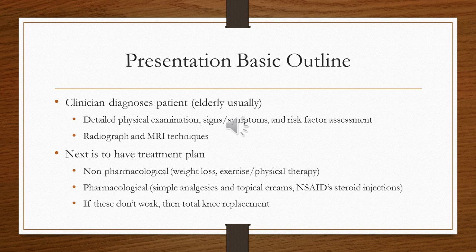If these non-pharmacological and pharmacological treatments are unsuccessful to the patient's satisfaction, then a total knee replacement is next in order, which will, in most cases, allow the person to actively regain full range of motion and relief of pain, especially through post-surgical physical therapy regimens.